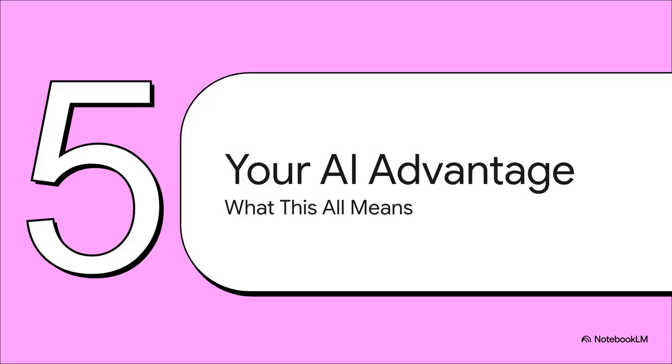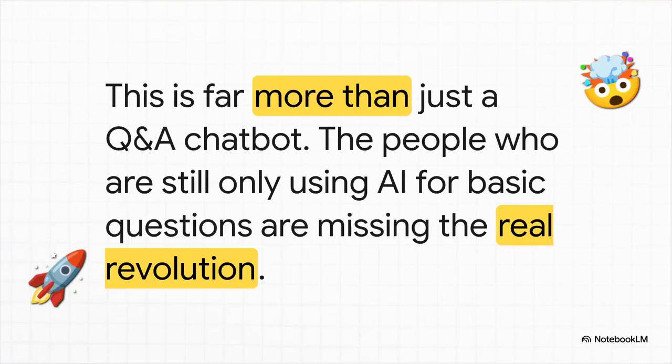So after looking at GStack, Hermes, Superpowers, and Paperclip, what's the big takeaway here? We're seeing a really clear trend. We're moving from single, generic AIs to these specialized teams of agents that can learn and manage complex, long-term projects. The single most important thing to understand is that we have moved so far beyond simple Q&A chatbots. The people who are still only using AI for basic questions, they're missing the real revolution that's happening right now.